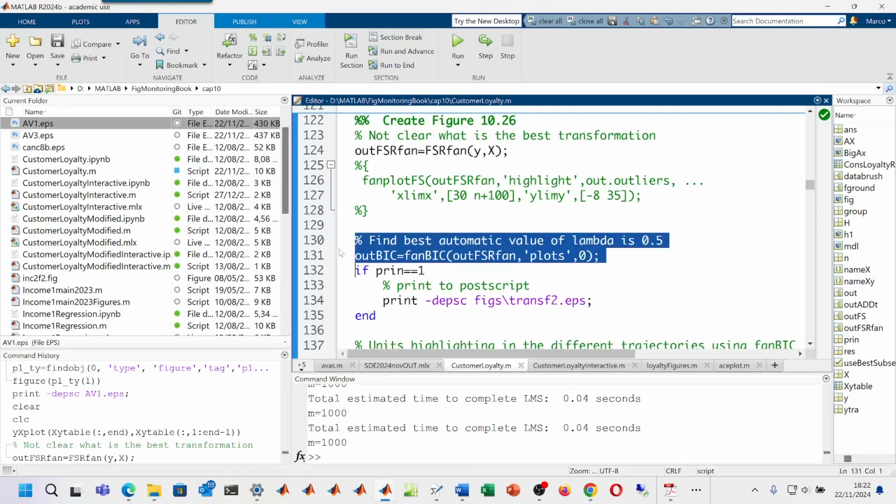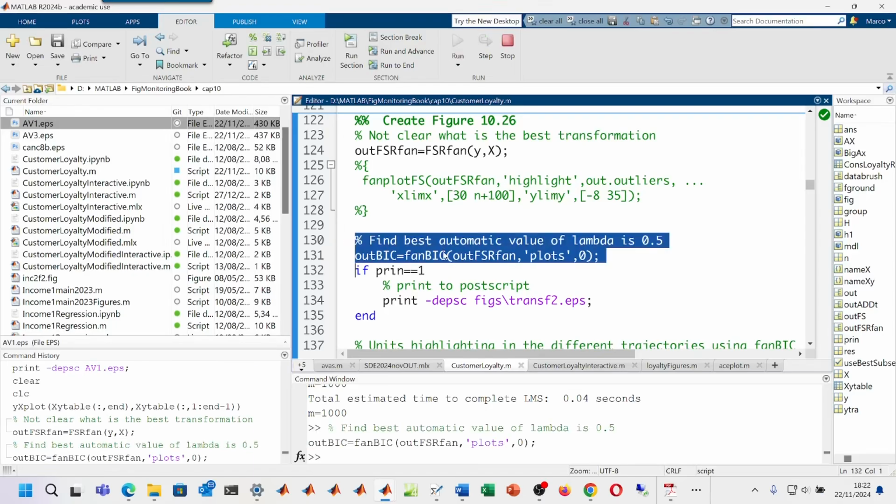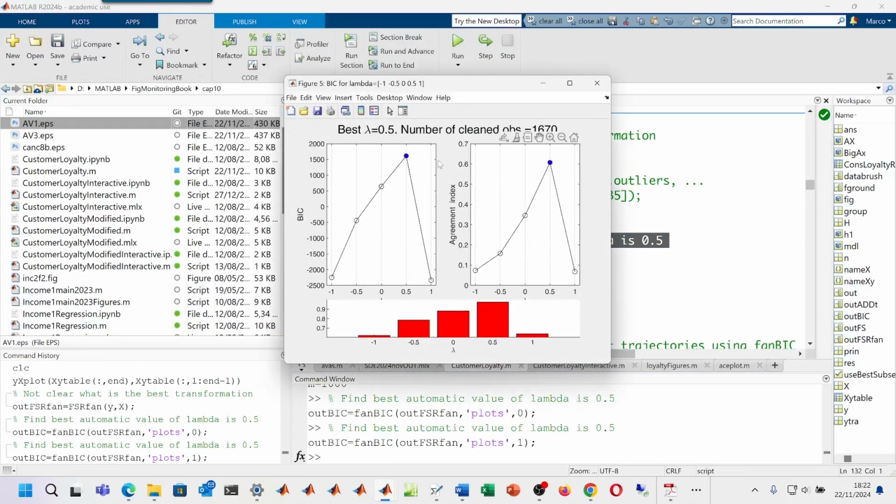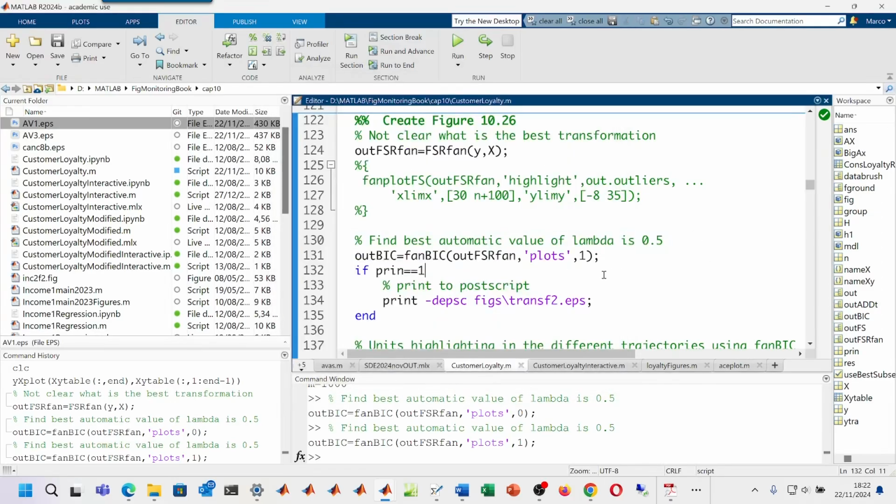Now we try our automatic procedure for finding the best value of lambda. This is not given in the book, and our automatic procedure finds that the best value of lambda is 0.5. So this is in agreement with our intuition of looking at the fan plot.